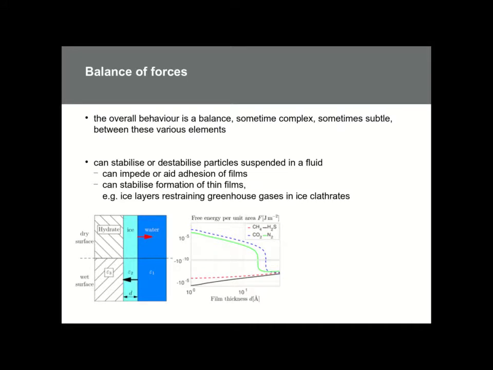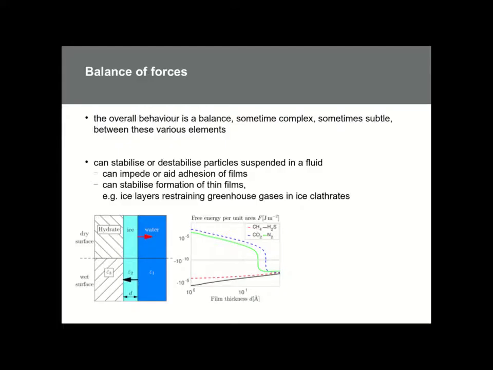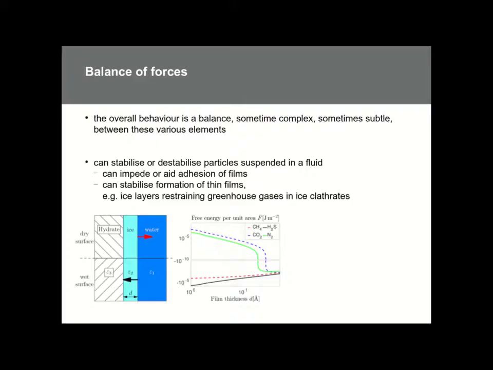So the overall behavior is a complex, subtle balance between these various elements. They may stabilize or destabilize particles suspended in a fluid, depending on the particular conditions. They may impede or aid the formation of thin films. One study which I've made is applying these ideas to gas molecules trapped inside ice. This is a material called a clathrate, which is formed in the tundra and also under the sea. And so it has a question for melting and climate change.